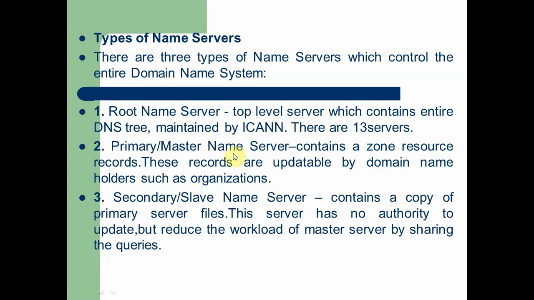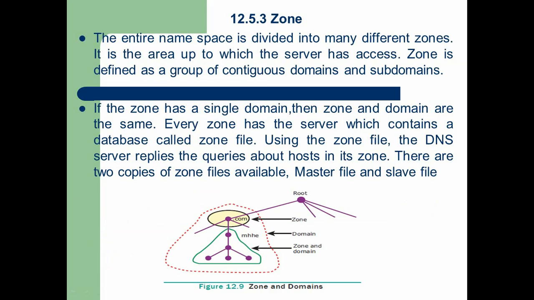So when the master name server is busy, this slave server helps reduce the work of the master name server. It gives the necessary information, which was copied from the master name server to the slave server, to the user whenever the master name server is busy. So these are the three types of name server: root name server, master name server, and slave name server.